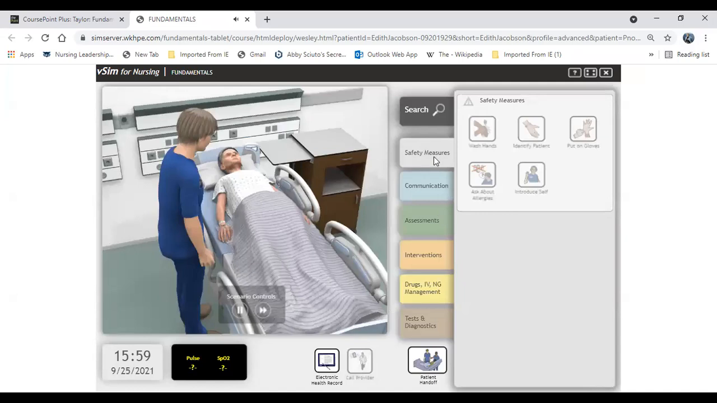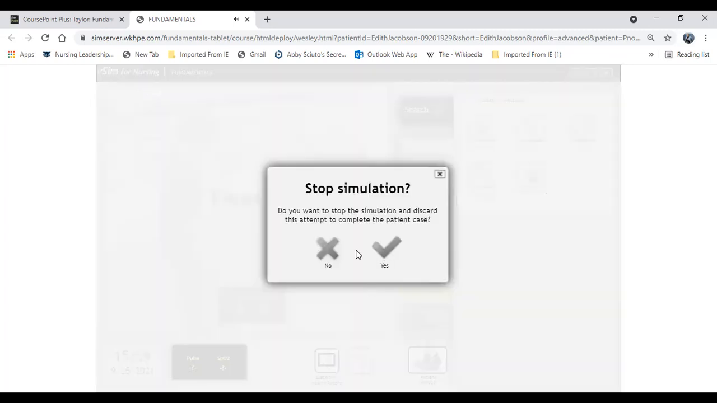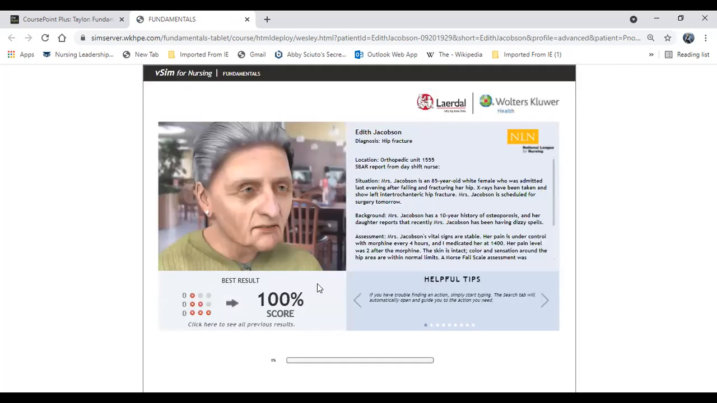You want to start in safety measures, go through the chart. Come on. Stop it for a second, see if I can click it back on again. VSIMs don't like to work in the Zoom. I apologize for the technical issues in advance.